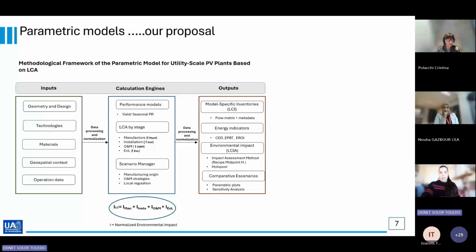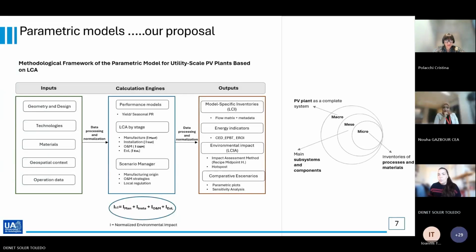And the idea of applying this kind of model is to better understand how each decision impacts the final result. We divide the model in 3 stages. The macro level, where we are talking about the PV plant as a complete system. The second is the meso level, and in this level is where all the design details are introduced. And the micro level, where all the inventories, processes, and materials are considered.